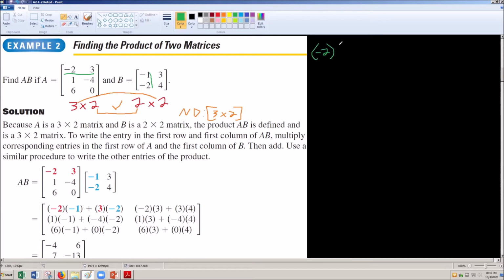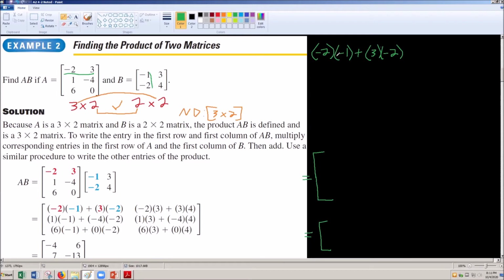-2 times my -1. And then I'm going to say plus, and I'm going to do this for each of these different elements. So now I'm going to do it for the 3 and the -2. So now I've got 3 times -2 here. I'm definitely going to run out of space here, but I'm going to do the best I can. I'm going to summarize our totals down below here. So I'm going to jump to a middle answer, and then I'll jump to my final answer, so we'll put an equal sign here, equal sign here.